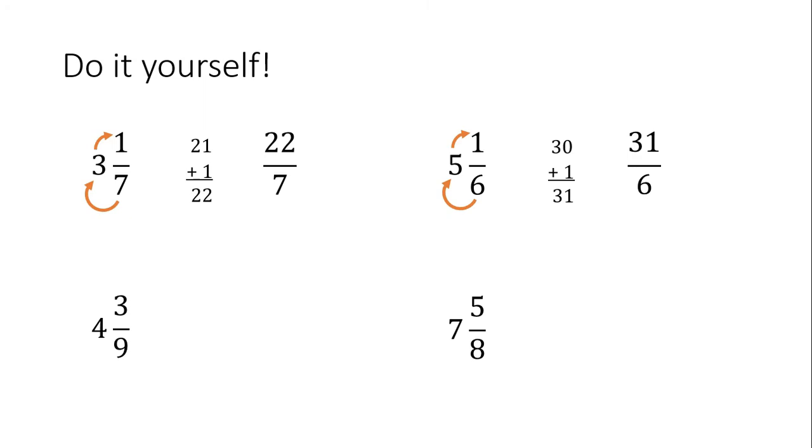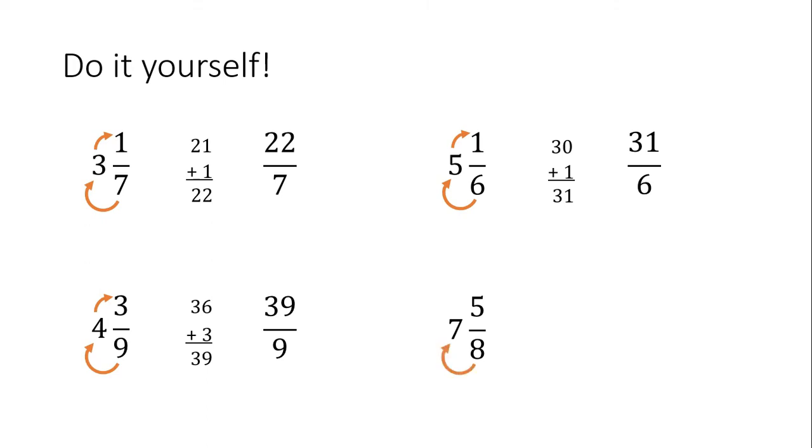Question in the bottom left. 4 and 3/9. First step, multiply the denominator by the whole number. 4 times 9 is 36. Next step, add that to the number in the numerator. 36 plus 3 is 39. So 39/9.